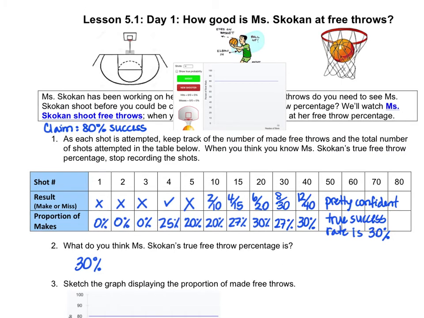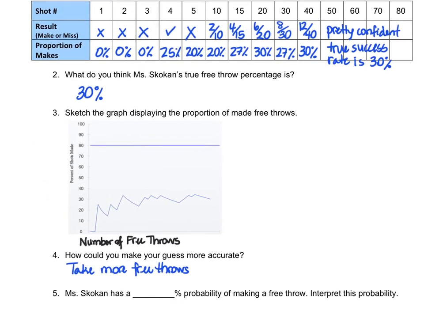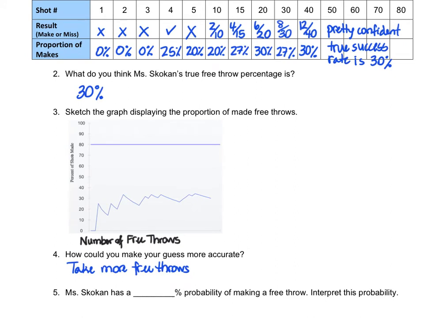So I have filled out my table, and when I got to 40 shots, I was pretty confident that the true success rate was 30%. So let's take a look at what the graph showed. Here is the 80% claim rate, and then you can see the different successes and failures that resulted in the guess, my estimate of 30%.